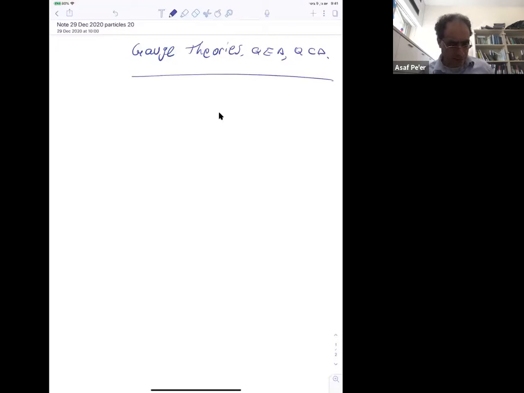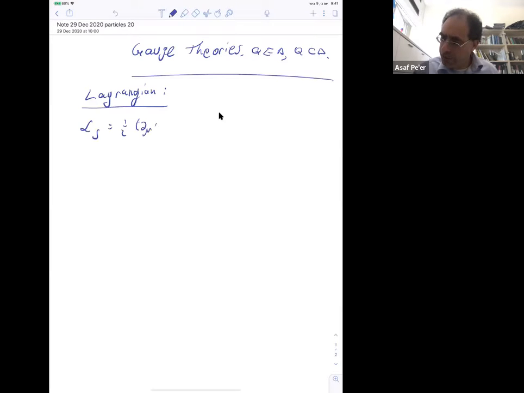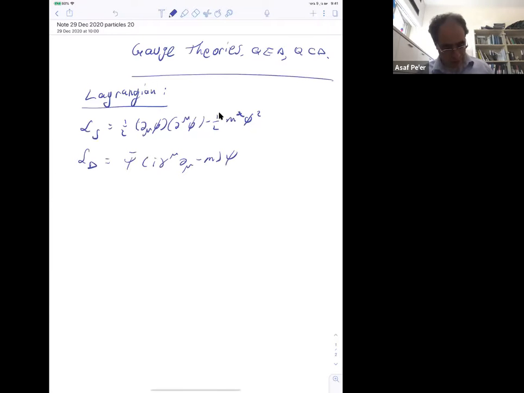We have the Lagrangian for the Klein-Gordon field, so for scalar massive particles, we had L scalar was half d mu phi squared minus half m squared phi squared. Then we had the Lagrangian for the Dirac field, so spin half particles, psi bar i gamma mu d mu minus m psi.